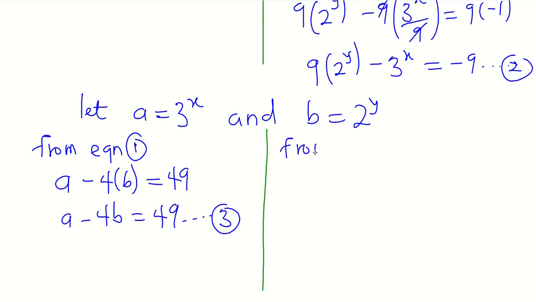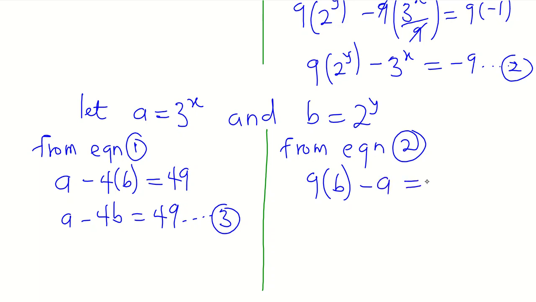From equation 2, we have 9 times 2 exponent y, now that is b, so multiplied by b, minus 3 exponent x, now that is a. You have a, which is equal to minus 9, and we can simplify it so that it looks like equation 3, which means minus a will come first, and you have plus 9b, then you have here minus 9, so you can call this equation 4.